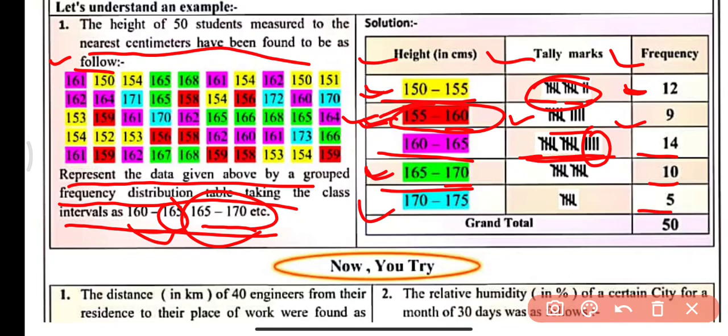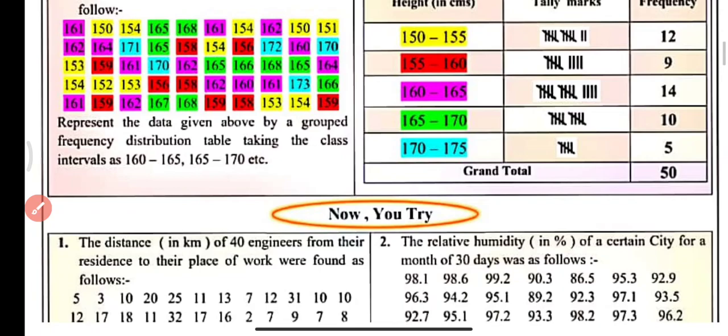Similarly, there are 5 students who have their height as 170 to 175 centimeter, means their height is either 170 centimeter or greater than 170 centimeter but less than 175 centimeter. So total we have 50 students. So now we have two problems for practice.